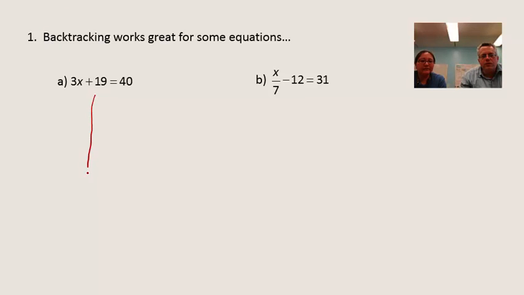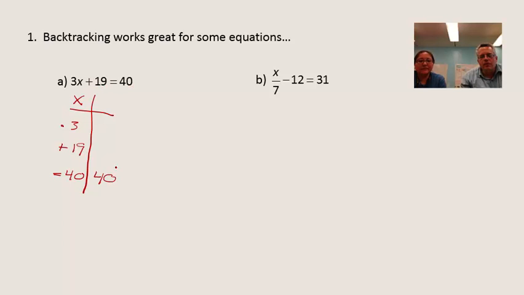So we start by drawing a chart, like a T-chart. We're starting with x here. On the left, we're describing what we're doing to x. The first thing we're doing is multiplying by 3. And then we're adding 19. And we're supposed to end up with 40. So we're looking for what number makes it true. What number, when you multiply by 3, add 19, will end up giving you 40.